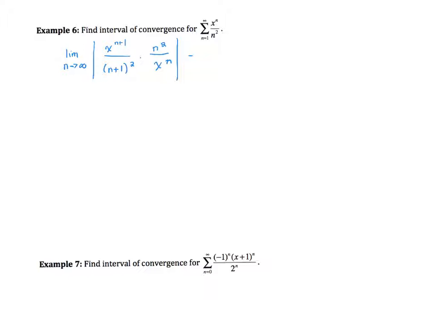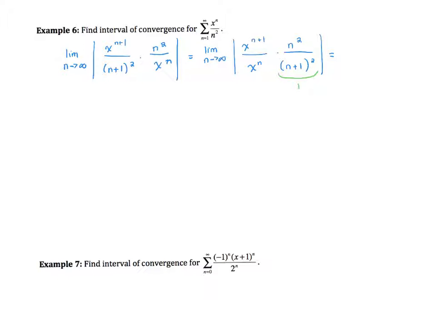Let's group all my things together here. x to the n plus 1 over x to the n times n squared over n plus 1 squared. Now if I simplify, I'm looking at my n terms, and it's degree 2 over degree 2, so I can really just compare their leading coefficients. As n goes to infinity, that's going to 1. I know, hopefully one day I'll give you something that's actually tricky.